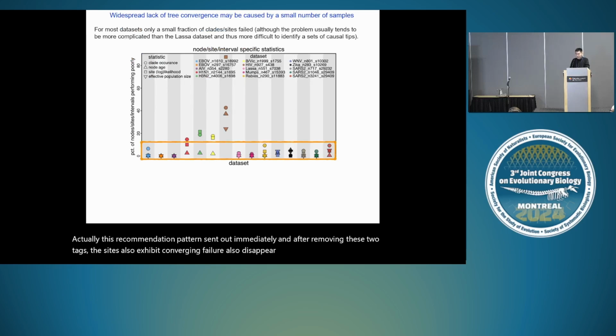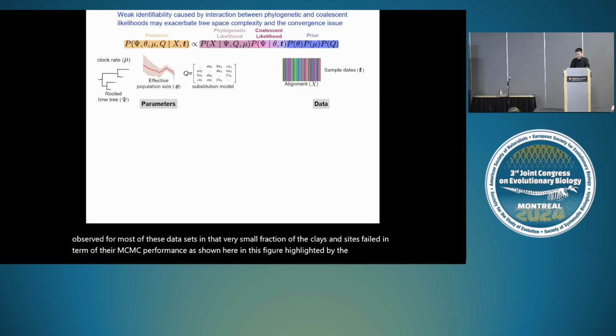A similar pattern is observed for most of the data sets, in that a very small fraction of the clades and sites fail in terms of their MCMC performance, as shown here in this figure, highlighted by the bottom orange box. All right, so that's the first major factor we identified.